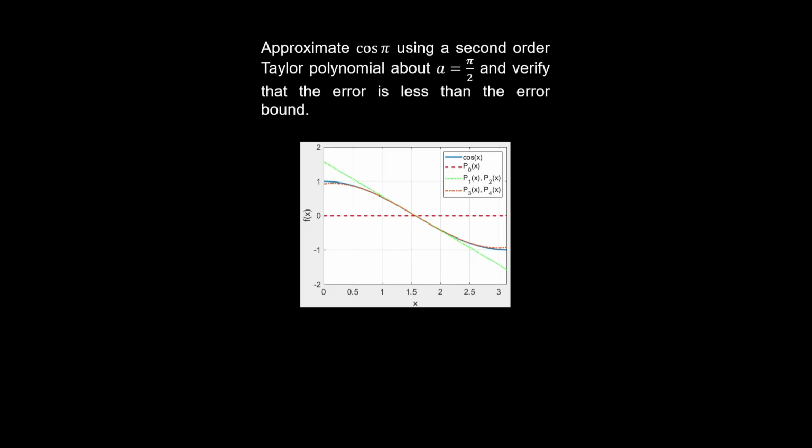Approximate cosine pi using a second order Taylor polynomial about a equals pi on 2 and verify that the error is less than the error bound. So we take the derivatives of cosine x and evaluate them at pi on 2. And that gives the second order Taylor polynomial approximation.